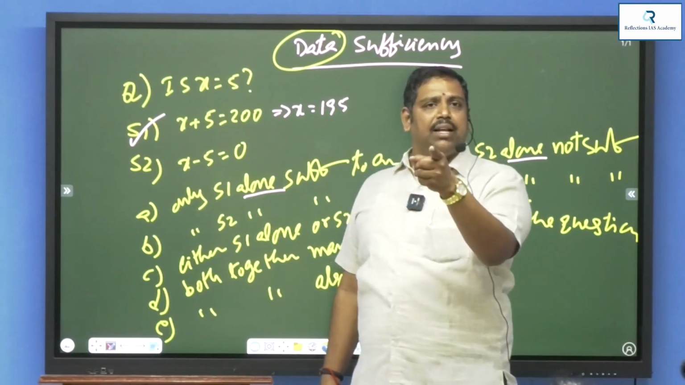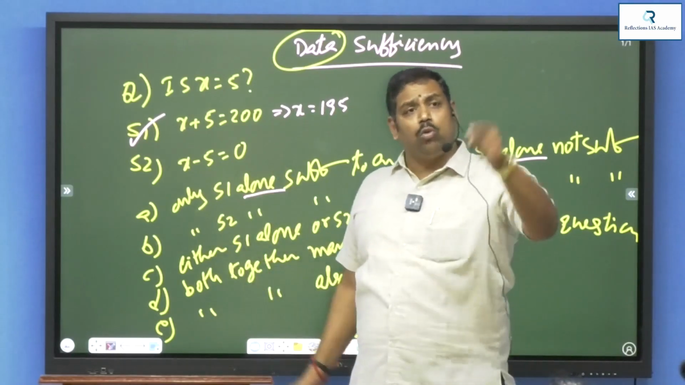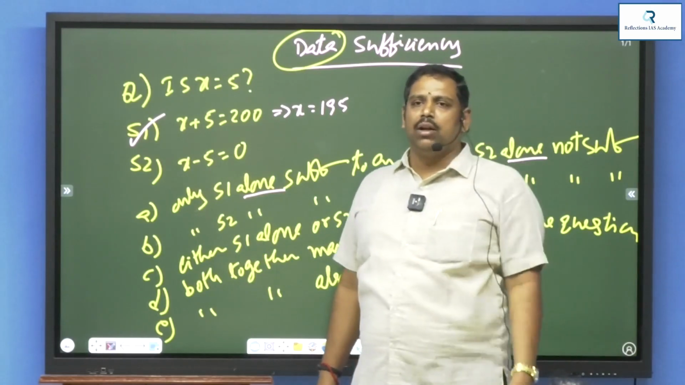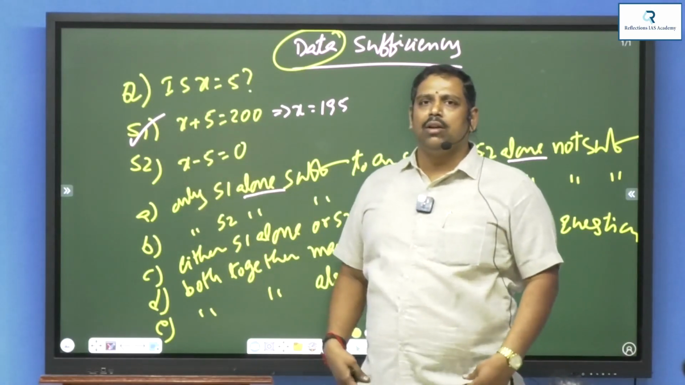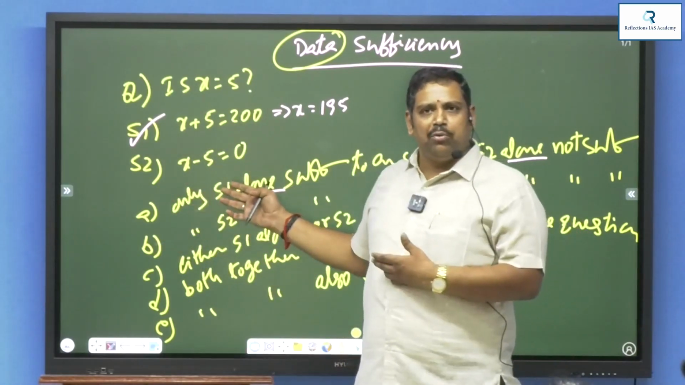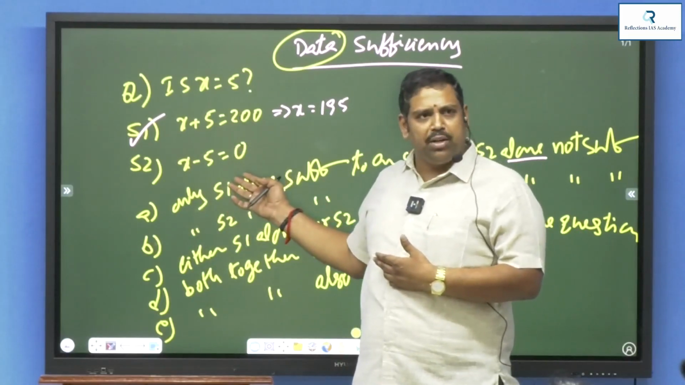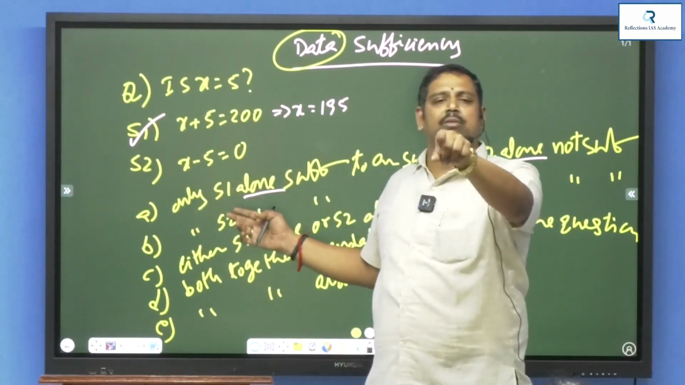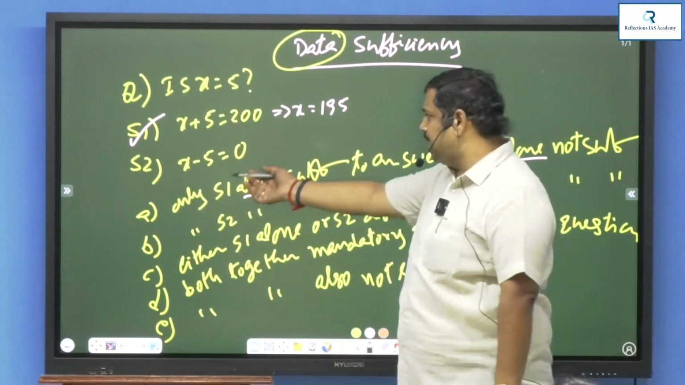I said at the beginning that this is the only topic where you know the concept but give the wrong answer. Right now you said S1 is not sufficient. Don't you know that x equal to 5 is not correct as per the first statement? Yes, you know, but you have given the wrong answer. That's the beauty. Shall we go for the next one?